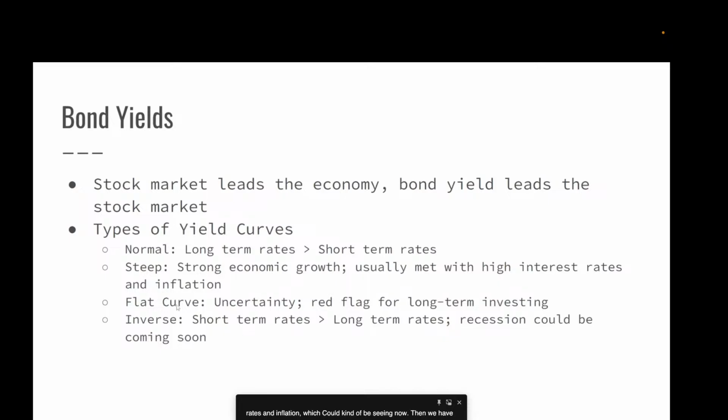Then we have a flat curve, which means that the long-term rates are basically equal to the short-term rates, and that leads to uncertainty, and there's a red flag for long-term investing. Investors don't really know what it wants to do, and so they might be thinking that we could be going into a recession. An inverse yield curve means that the short-term rates are greater than the long-term rates, and if the recession isn't happening exactly at this moment, it is literally about to happen.